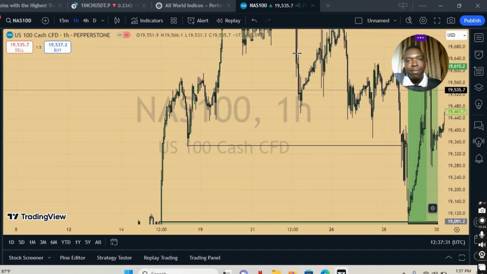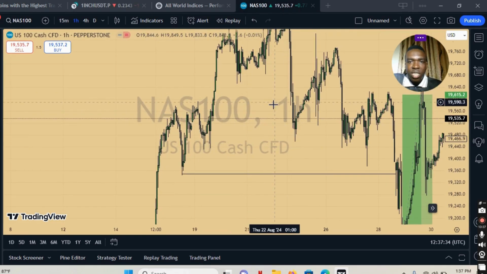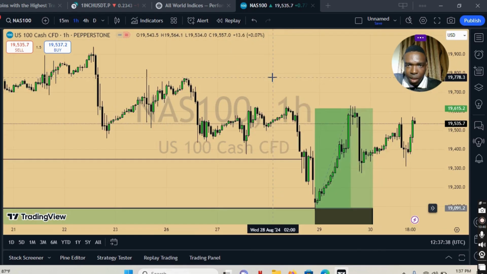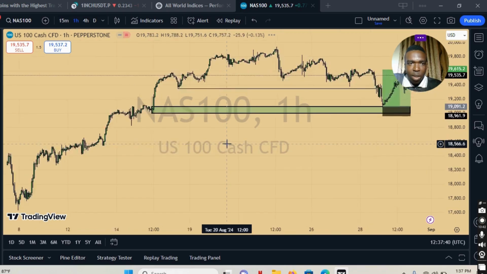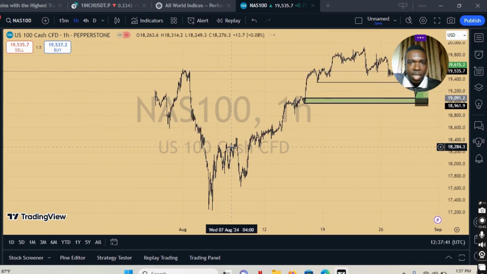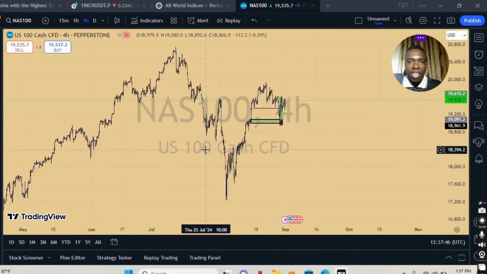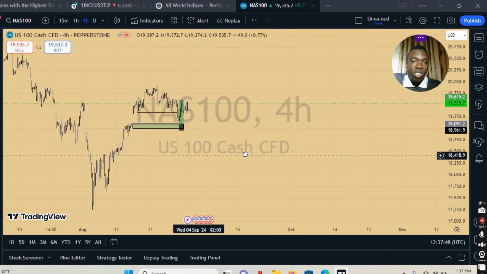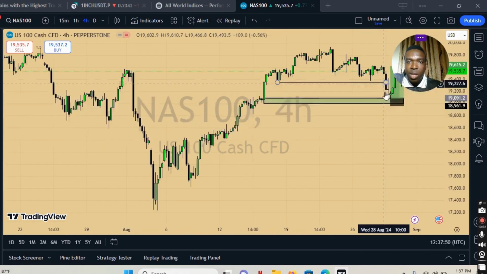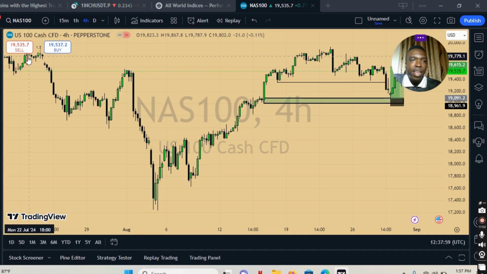Let me show you guys. I actually did it here. This is Nasdaq 100. Now, as you can see, let me go to the 4 hours time frame so that you can understand this very clearly. Price was obviously on a downtrend, and when price came up, price now gave me a change of character over here.